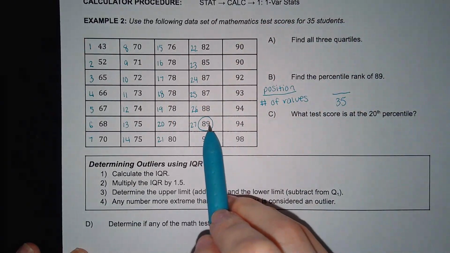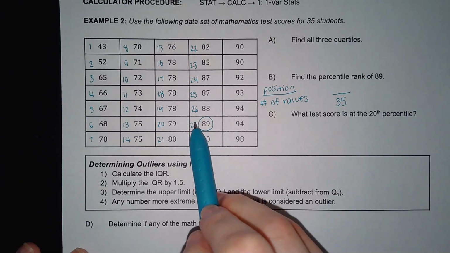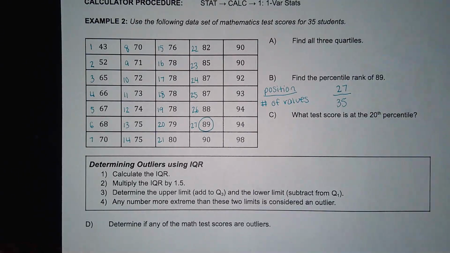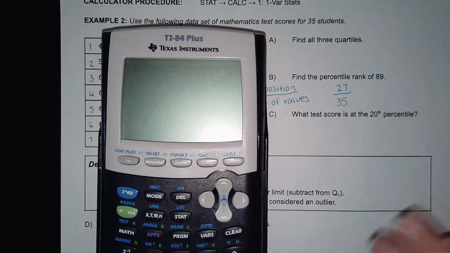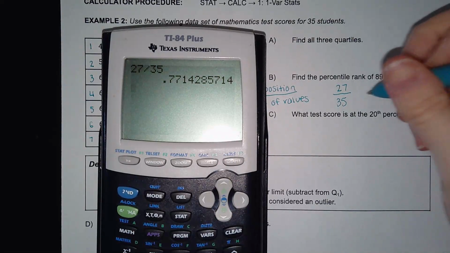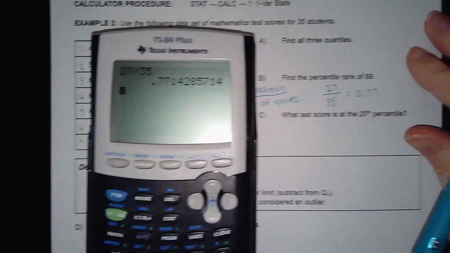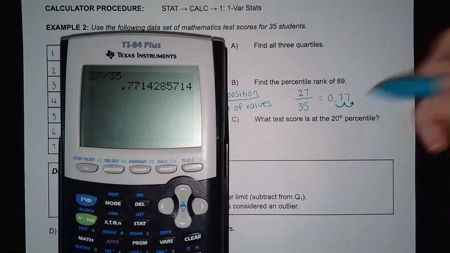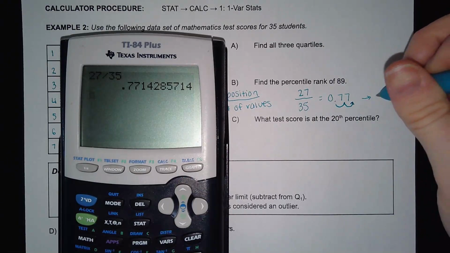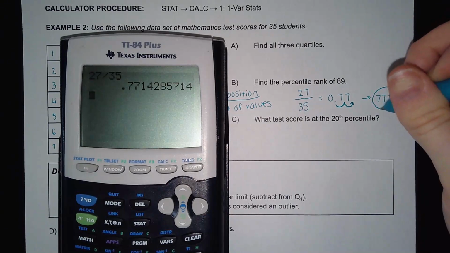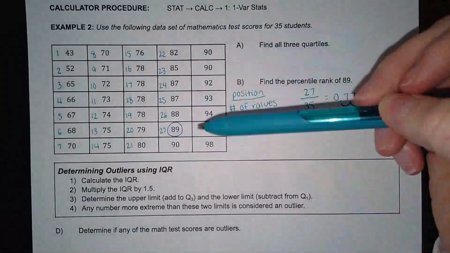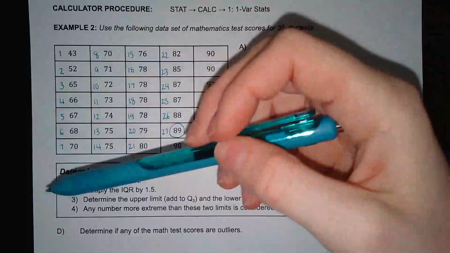So 89 is in position 27. It falls at spot 27 when we order all of our numbers. So 27 should be the position number. And we can go ahead and divide. So I'll do 27 divided by 35. That's going to give me a decimal. Now, if we want a percent, we could turn that decimal into a percent. We do that by just moving 2 decimal places. So that would actually be the 77th percentile. That means 77% of the scores are at or below 89.